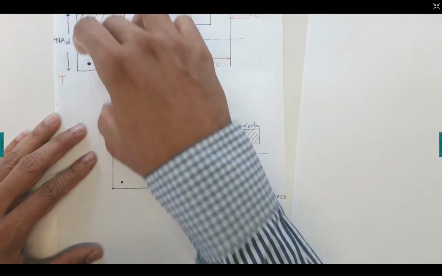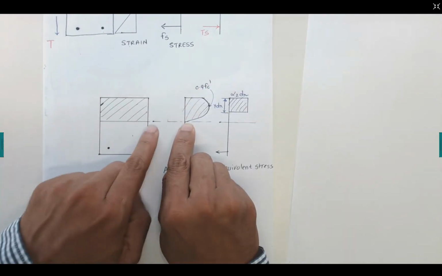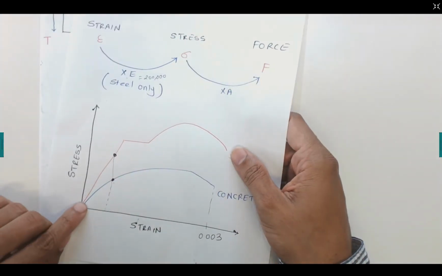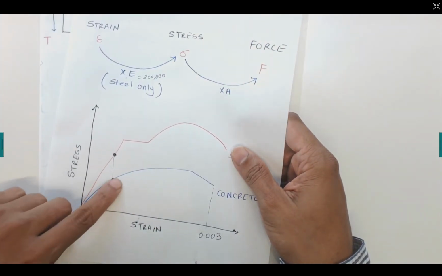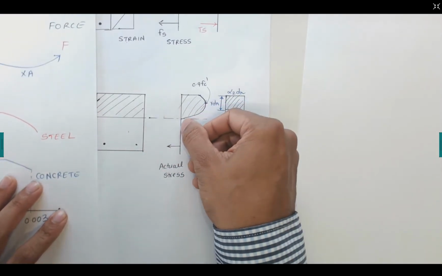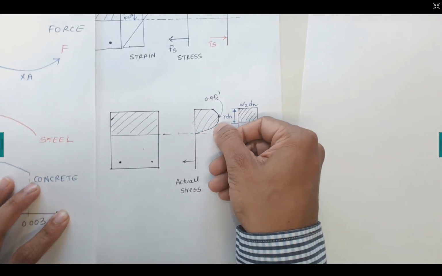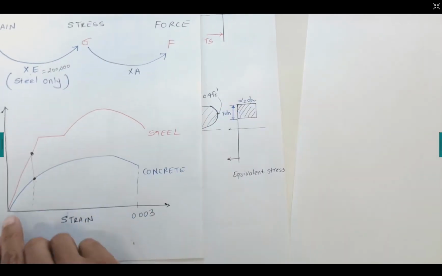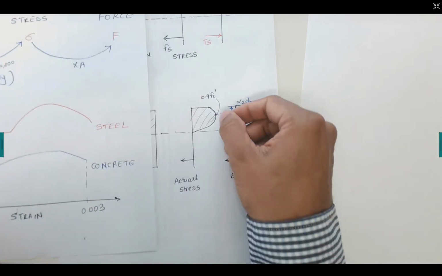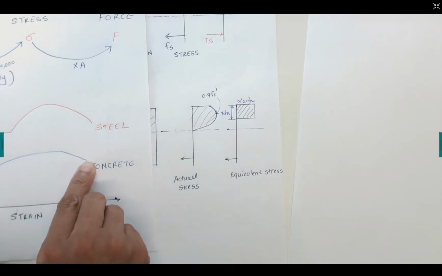I draw it here, B and D. Now as you know, this is the zero value for the strain. So when you have a zero value of strain, you have zero stress in concrete. I'm just following the blue line. As the strain is increasing, our stress is increasing as well. It reaches the top and then it goes down. So that's what the equivalent is.